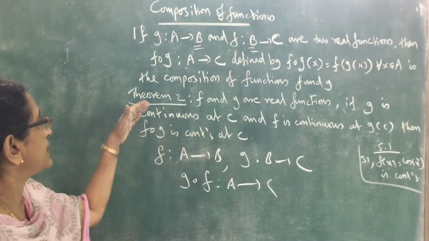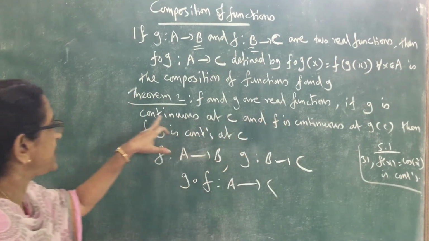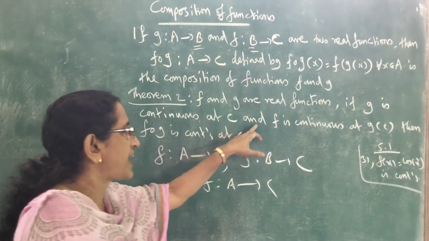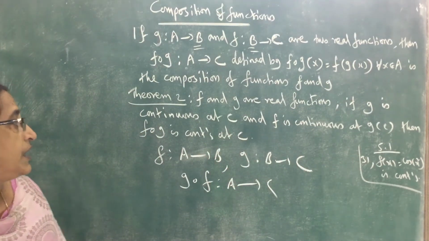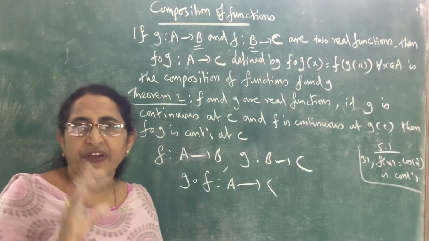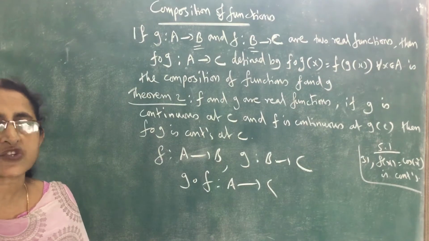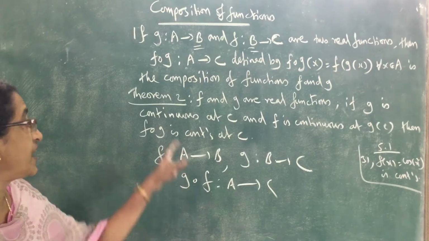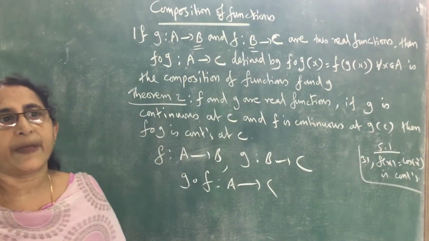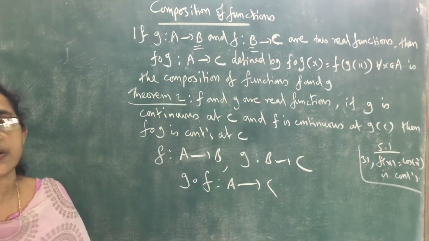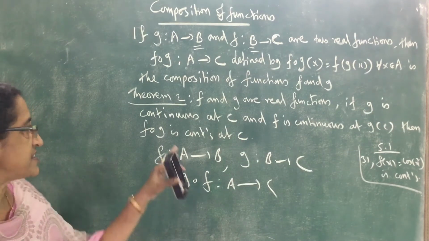Now using that, there is theorem 2. If f and g are two real functions, and if g is continuous at c and f is continuous at g of c, then f composite g is continuous at c. That means, in short, if f and g are two continuous functions, their composition, f composite g, is also continuous. Only that you have to understand by this theorem. So the theorem says that if f and g are two real functions and they are continuous, then their composition f composite g is also continuous. That is theorem 2.